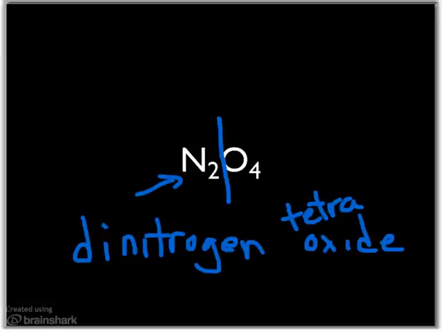Now anytime you have two vowels, one after each other, like in this case you have the A of tetra and the O of oxide, you can get rid of the ending there and have tetraoxide. So it's just RO, and you don't have the A there at all.